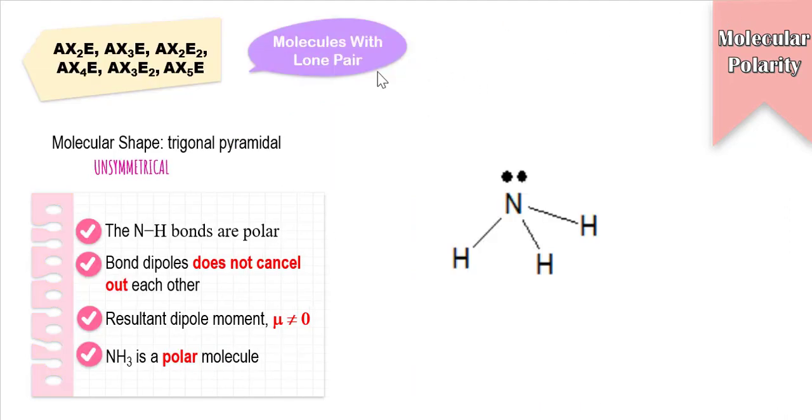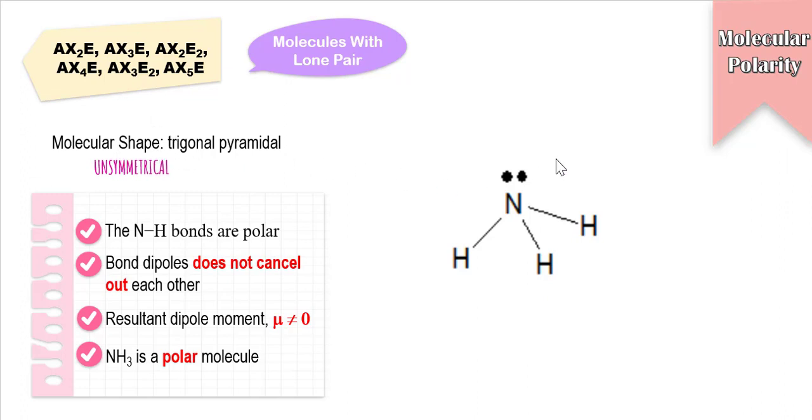Next, let's have a look at the molecules with lone pairs. We are going to look at AX2E, the V shape, AX3E, trigonal pyramidal, AX2E2, again the V shape, AX4E, seesaw, AX3E2, the T shape, and AX5E, the square pyramidal. These six shapes will give you polar molecules.